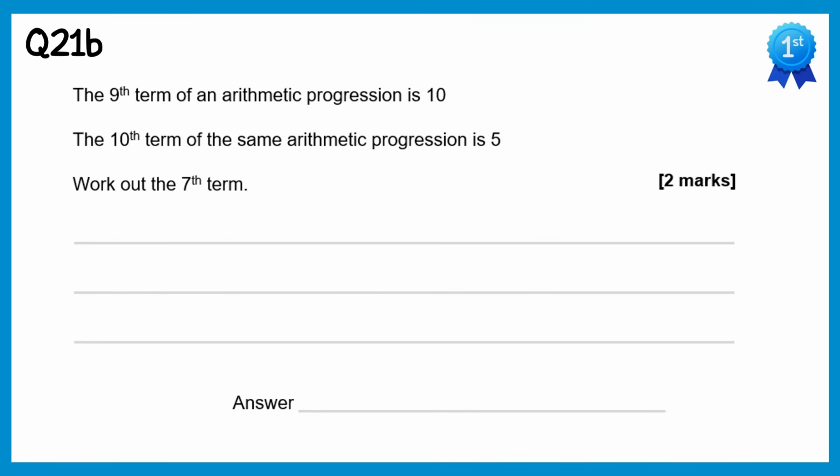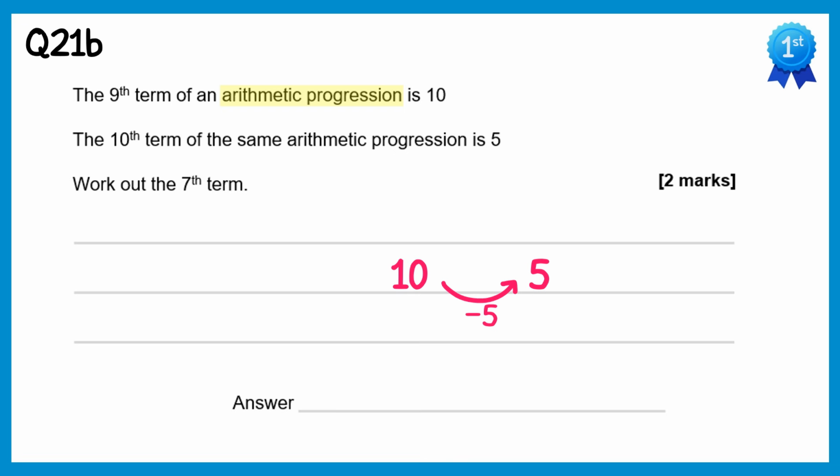For the second part of this question, we have an arithmetic progression. This means to get from one term to the next term, we're going to add or take away some constant number. So we're told the 9th term is 10 and the 10th term is 5. So what do we do to get from 10 over to 5? Well, in this case, it's take away 5.